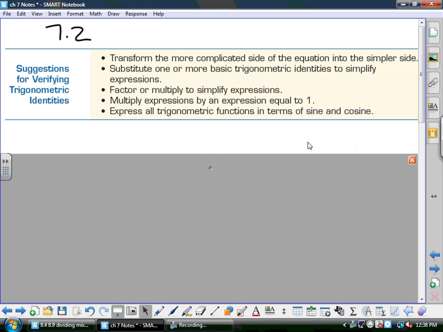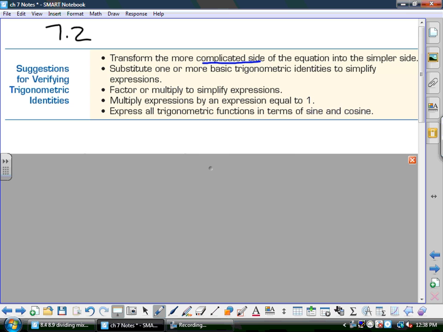The first one: transform the more complicated side of the equation to the simpler side. As you're doing these problems, you're going to have 2 sides to the equation, and you're only allowed to work on one side, and you have to stay on that side the entire time until it equals the other side. And the strategy here is you always want to start on the more complicated side and make it look like the simpler side. So that's how you pick which side you're going to use.